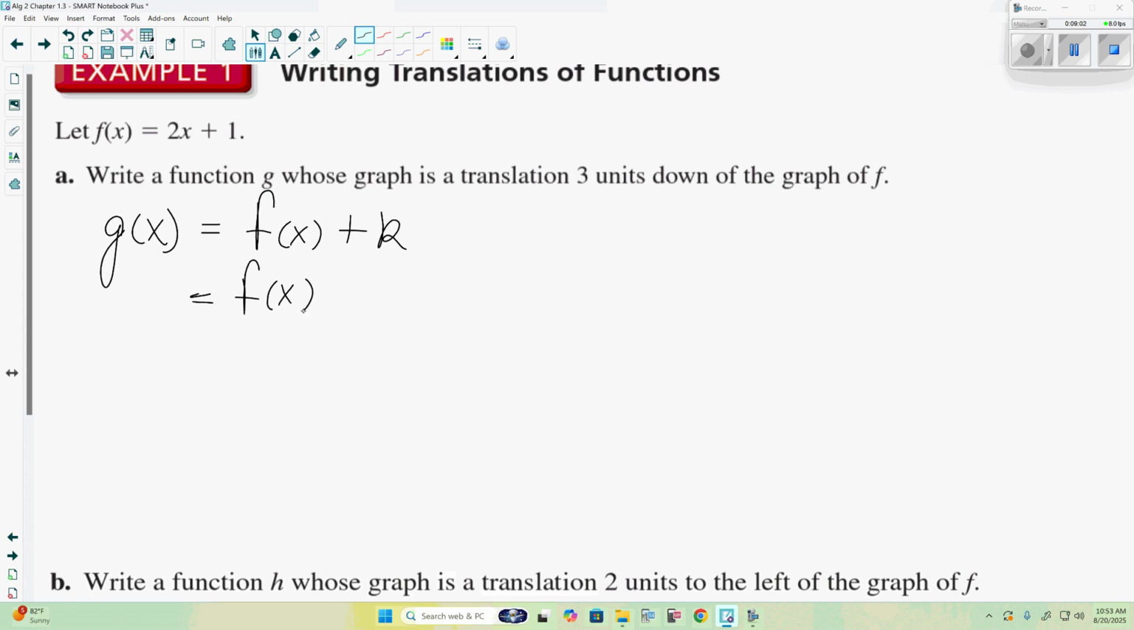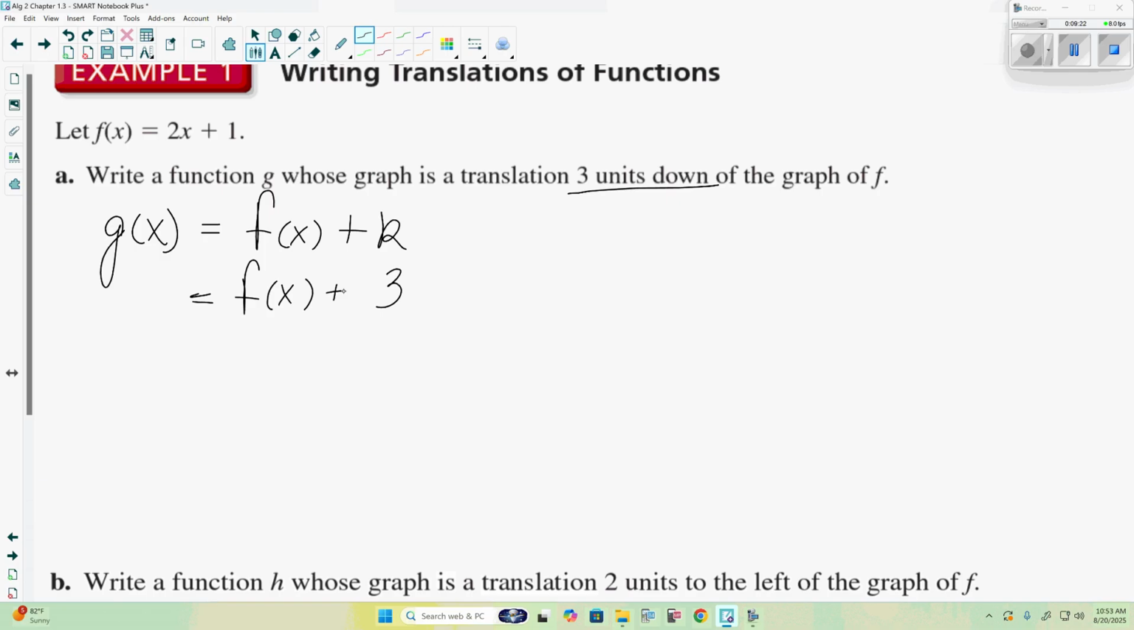So the first thing we're going to look at is k. We're not going to mess with f of x yet. But our k is our movement up or down. How far are we moving this graph up or down? 3 units.